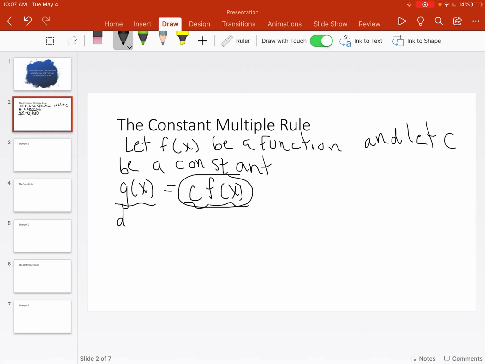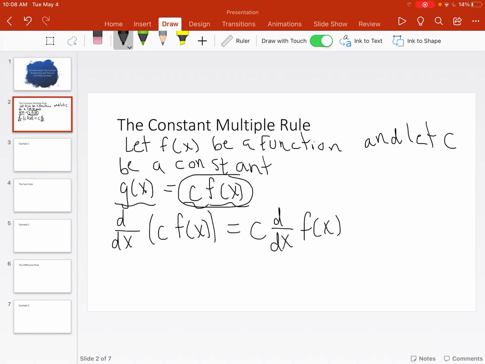What this is saying is basically the derivative of c f of x is equal to c times the derivative of just f of x. Pretty easy. You've probably seen it. Not too hard. All it's saying is take the derivative of the function and then multiply it by the constant, whatever that derivative may be. You just multiply it by the constant, right?